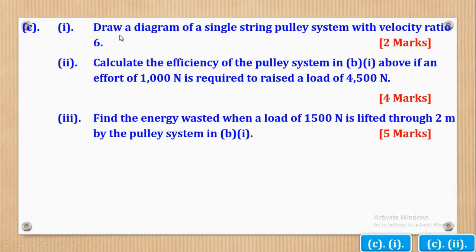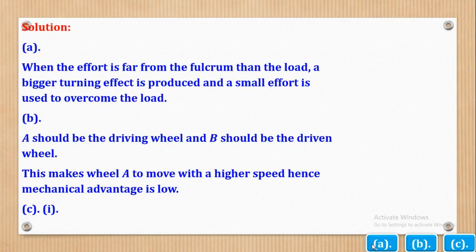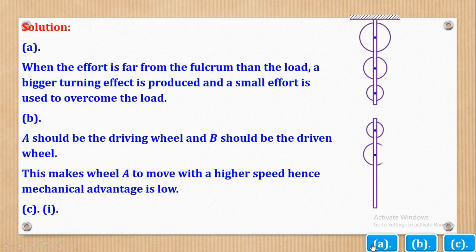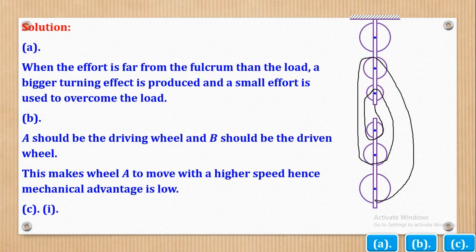Part C, Roman 1 says, draw a diagram of a single string pulley system with velocity ratio 6. Now velocity ratio 6 means that the number of ropes pulling are 6 and also the pulleys are 6. So let's try to draw it. The upper part of the pulley will have 3 and the lower part of the system will also have 3 pulleys. Then we shall now put a string. The string must start from the lower pulley, from the upper pulley, going downwards, because it is a single pulley. But it must be tied, therefore it must be straight and vertical. So let's try to draw it in that form.